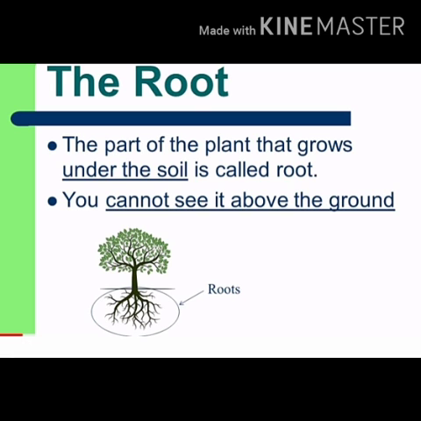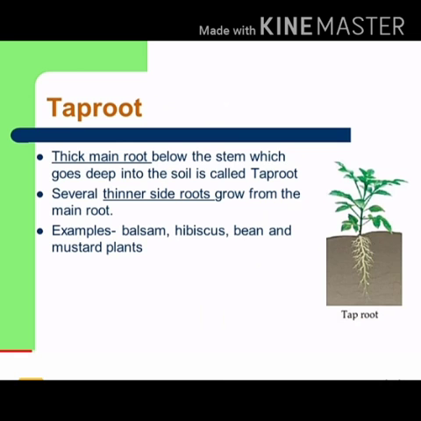See in the picture, all of you, there are two types of roots, that is taproot and fibrous root. Taproot. The plants have a thick main root below the stem from where several thinner side roots grow from the main root. Examples are balsam, hibiscus, bean and mustard plants, which have taproot. See here all of you in the picture.